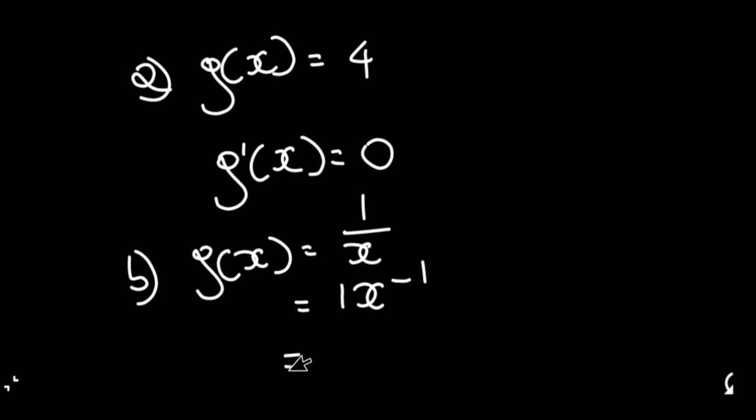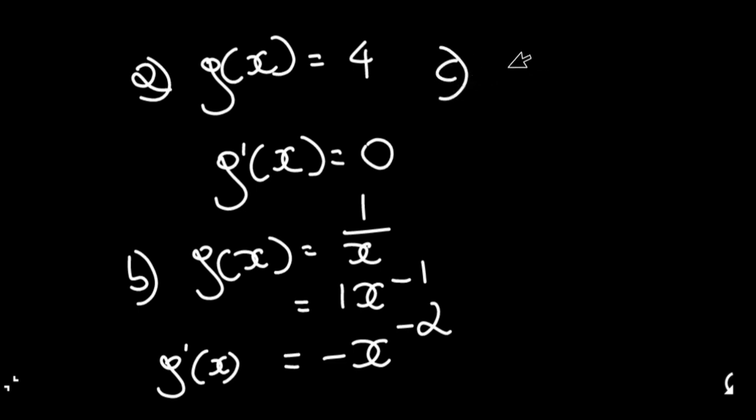So it's going to be -1. When differentiating this, you're going to get -1 times 1. You're gonna get negative x to the power of -1 minus 1. 1 minus 1, you're gonna get -2. So try this one. It's part C. It's simply g of x is equal to x cubed.